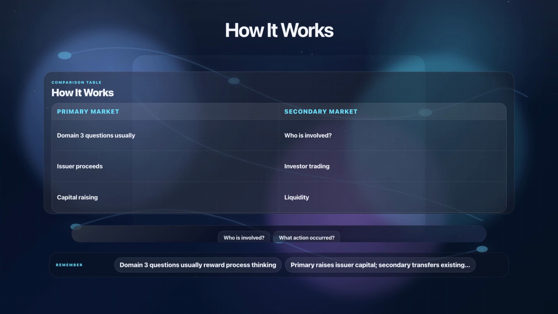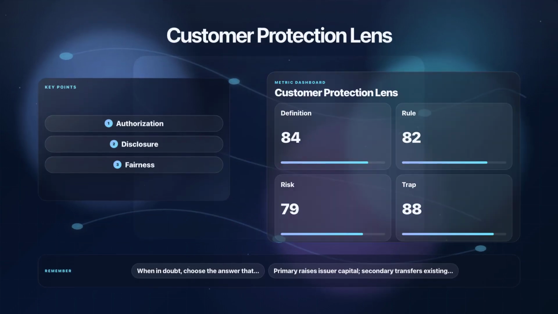Do not study primary offerings versus secondary trading as an isolated definition. Ask what happened first, who acted next, whether the customer authorized it, what the firm must record, and whether a supervisor or compliance department should be involved. This process view helps you avoid answers that sound convenient but violate the rule or ignore customer protection.